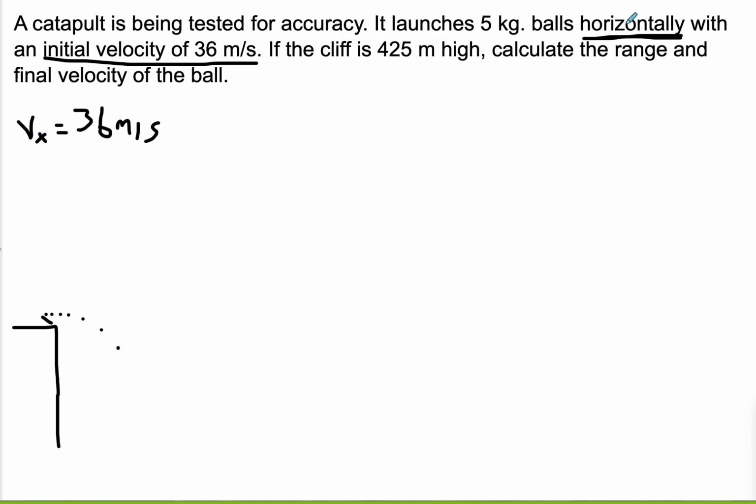If we were launching balls at an angle, and we're going to get into this next week, like a ground to ground problem, say we were throwing a ball to our friend, then the initial velocity would not be Vx, right? Some component of the velocity would be in the x direction, the other component would be in the y. But because it says we're launching them horizontally, that's what tells us it's Vx. Now the cliff is 425 meters high, so that is going to be distance in the y direction.